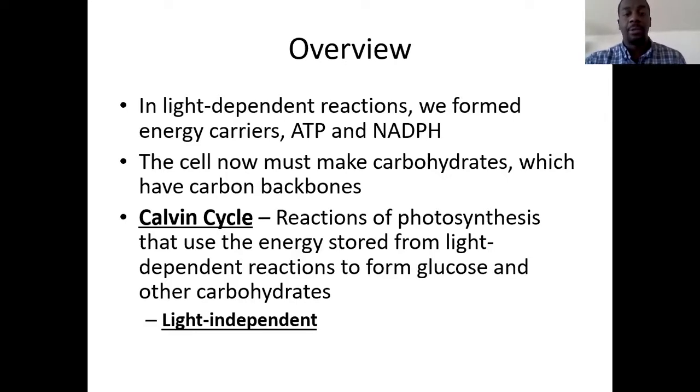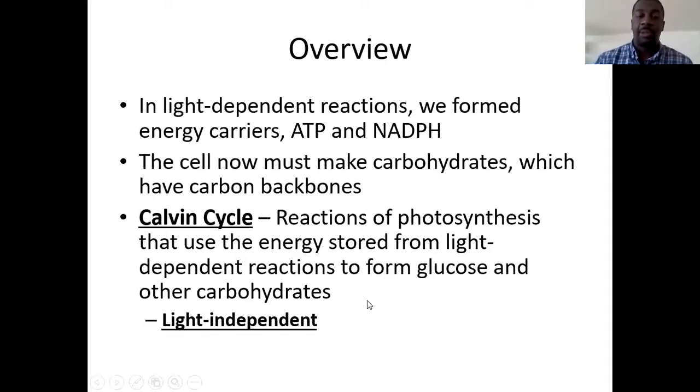What's going to be important about these carbohydrates is that they're all going to be made up of carbon backbones. So keep that in mind going forward. We're going to be making glucose out of different types of carbon-based molecules. So that's going to lead us into the Calvin cycle.